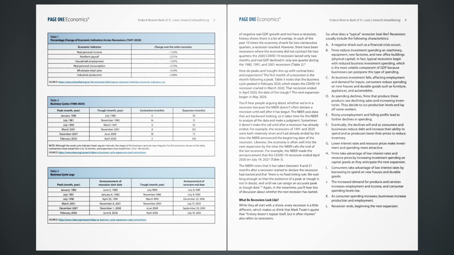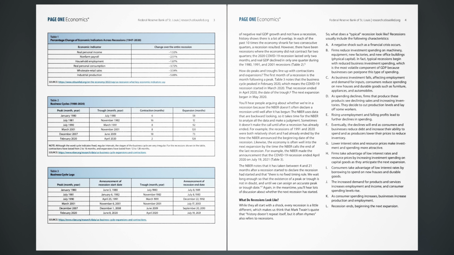5. How do peaks and troughs line up with contractions and expansions? The first month of a recession is the month following a peak. Table 3 notes that the business cycle peaked in February 2020, which means the COVID-19 recession started in March 2020. That recession ended in April 2020, the date of the trough. 6. The next expansion began in May 2020.